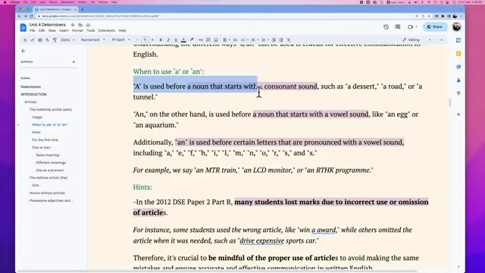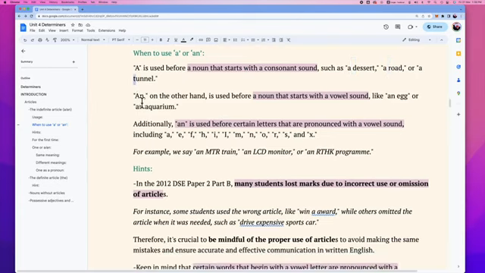Then when do we use A and when do we use AN? Let's take a look at the differentiation between them. A is used before a noun that starts with a consonant sound. For example, dessert, road, tunnel, sea. Instead, AN is followed by a noun starting with a vowel. Now remember, not the vowel letter, but the vowel sound, like egg, so an egg. Aquarium, an aquarium.